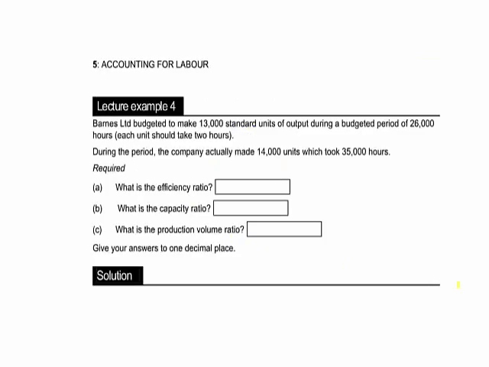For example 4 then, Barnes, we've been given some information about the budget. So the plan was to make 13,000 units in 26,000 hours. So what we're being told then is that each unit was planning to take 2 hours. What actually happened then was that the company made 14,000 units and they did it in 35,000 hours. What we need to do then is to work out the efficiency, capacity and production volume ratios.